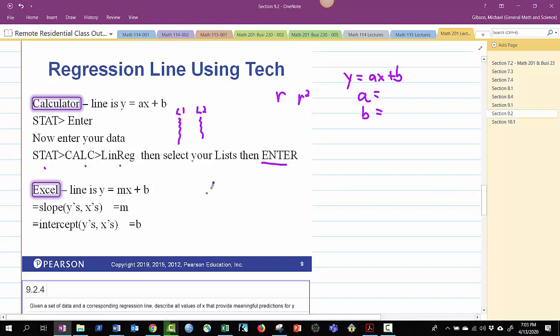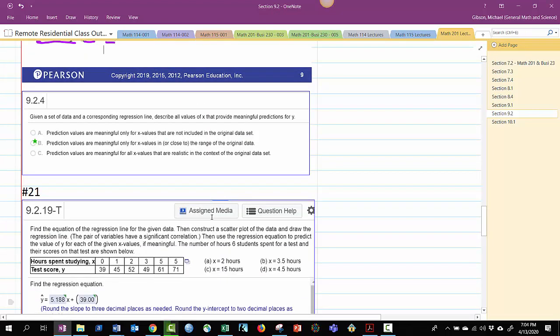Now, if you use Excel, it's the same. y equals mx plus b is our slope-intercept form. The command to find the slope is equals SLOPE, highlight the y's, then highlight the x's. The command to find the b, the y-intercept, is just INTERCEPT, highlight the y's, highlight the x's. Okay, so let's look at one here.